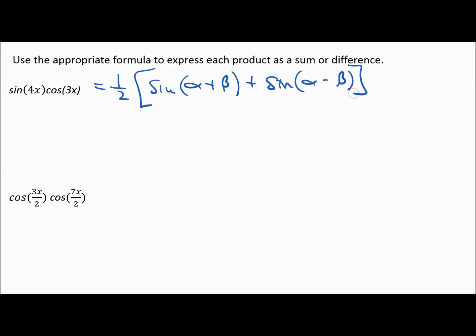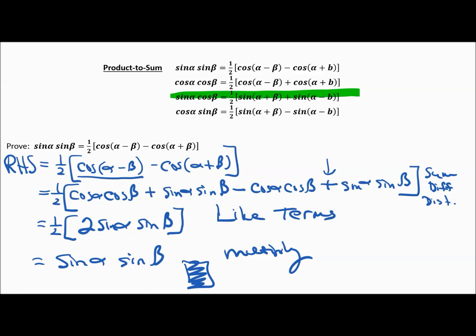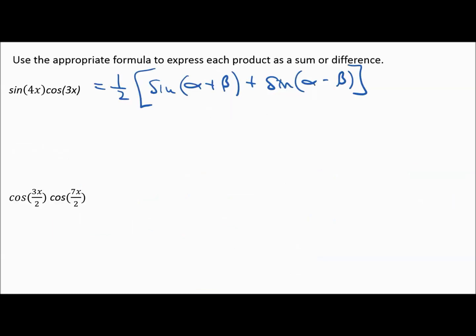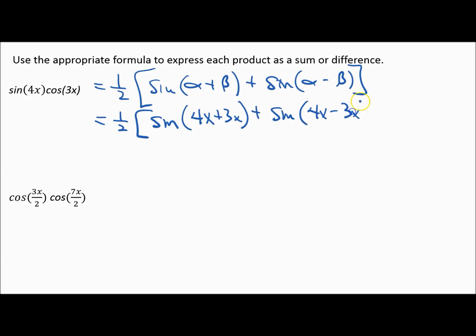Now, most of the battle is copying down the right formula, so let's check it one more time. Highlighted is 1/2 sine of alpha plus beta plus the sine of alpha minus beta, and that's what I have. Now I'm just going to substitute in. So this is equal to 1/2 sine, and alpha is my first value, 4x, beta is 3x, plus the sine of alpha, which is 4x, minus beta, which is 3x.